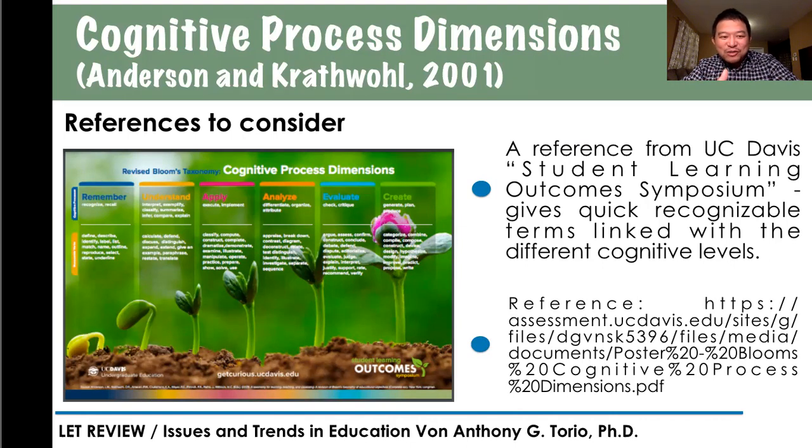Essentially that illustration showcases the different levels of the cognitive process dimension along with the different verbs and the identifying terms that will make it easier for you to classify whether objectives are falling under a certain level of the cognitive process dimension.